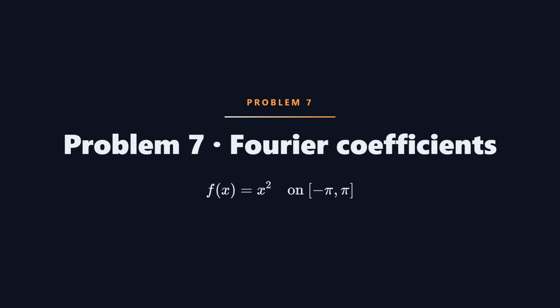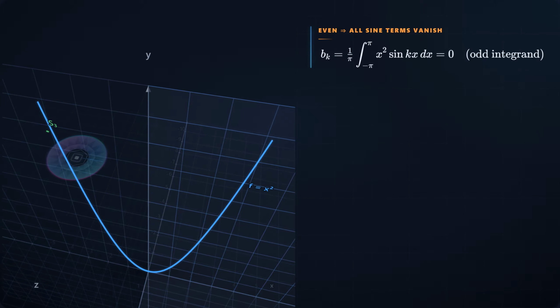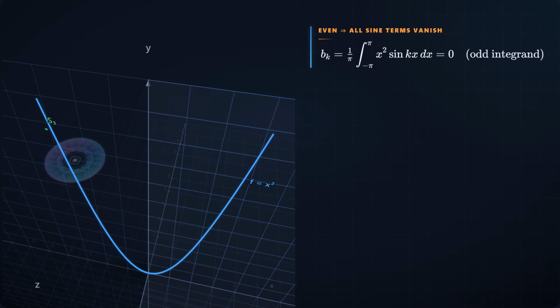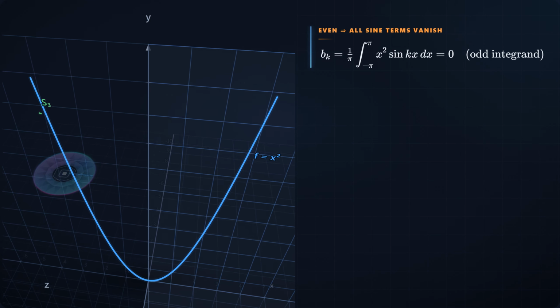Problem 7. The centerpiece. A function's Fourier coefficients are its coordinates in the trig system, each one a single integral. Compute them for x squared. Pause and try. First, symmetry does half the work. X squared is even, so its product with any sine is odd, and every sine coefficient integrates to 0. The series is pure cosine.